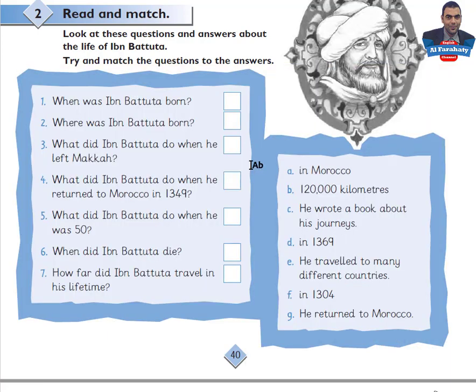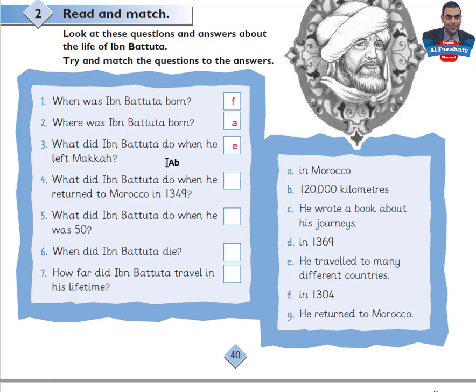Hello again. I'll match the questions to the answers in order to check your answers. 1. When was Ibn Battuta born? F. In 1304. 2. Where was Ibn Battuta born? A. In Morocco. 3. What did Ibn Battuta do when he left Mecca? E. He traveled to many different countries.